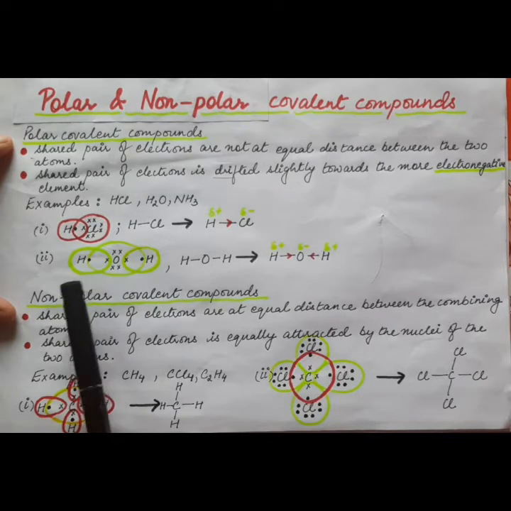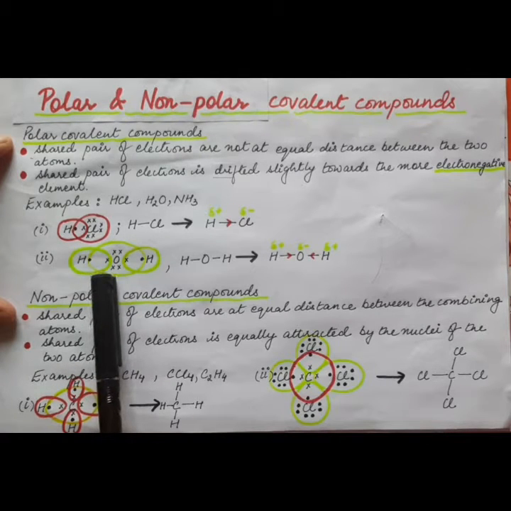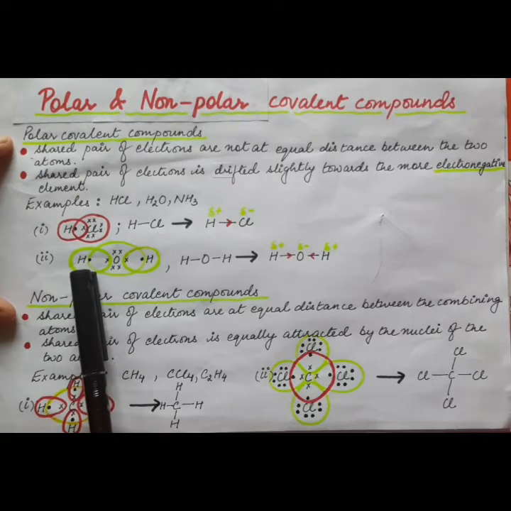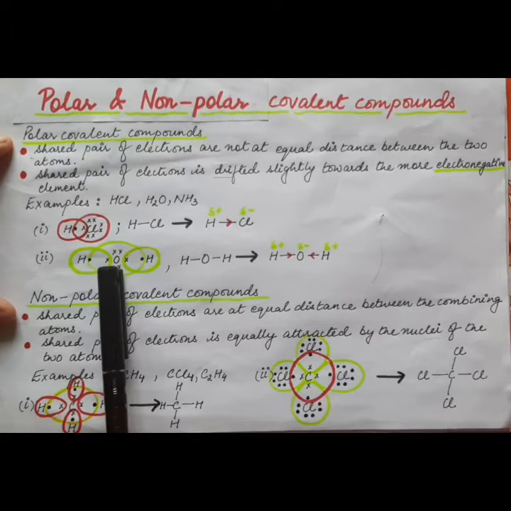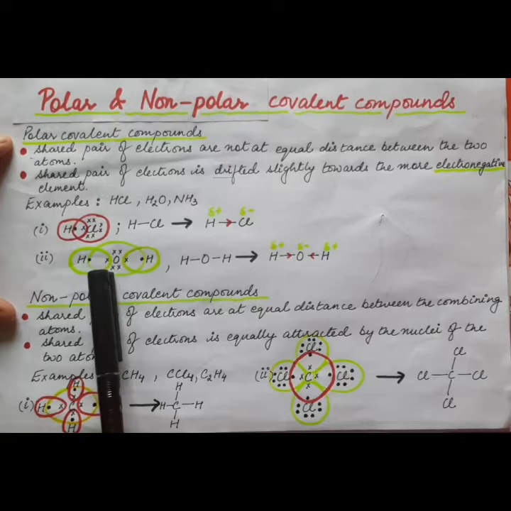Now if we talk about water, the two elements are hydrogen and oxygen. Two atoms of hydrogen combine with one atom of oxygen. Hydrogen has 1 electron in the valence shell. Oxygen has 6. Again hydrogen has 1. Hydrogen needs only 1 to complete the duplet. Oxygen needs 2 electrons to complete the octet.